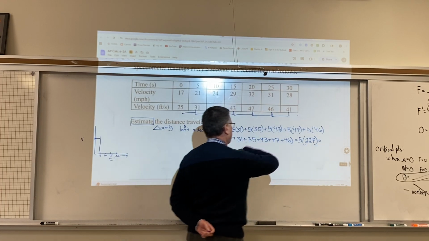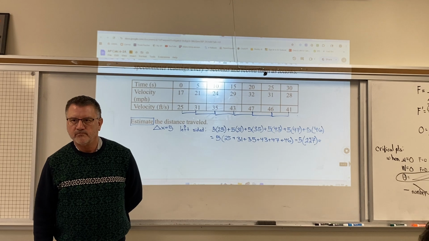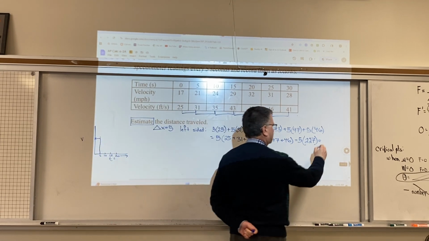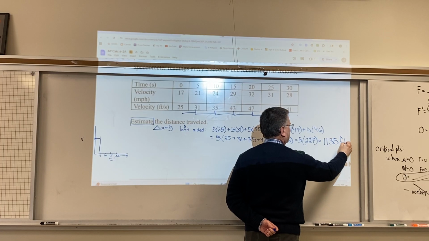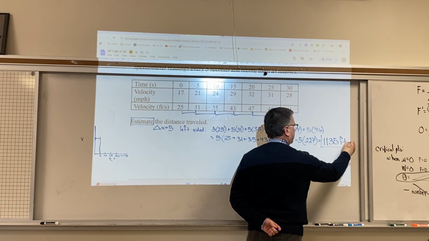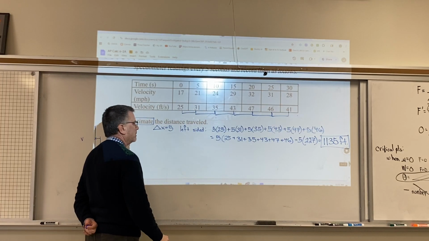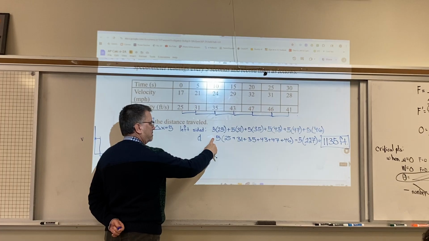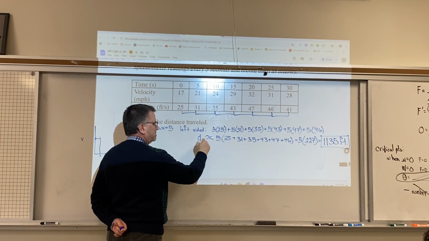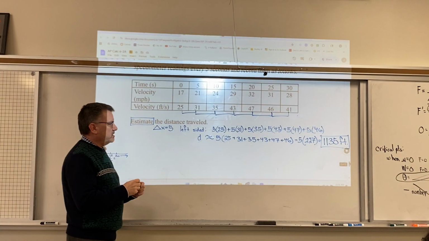Times the common factor I pulled out, 113. 113 what? 5. 1135. And we're looking for distance, and that's feet per second, so there we go. So the distance would be estimated to be... Okay, I started to tell you something and then I forgot.